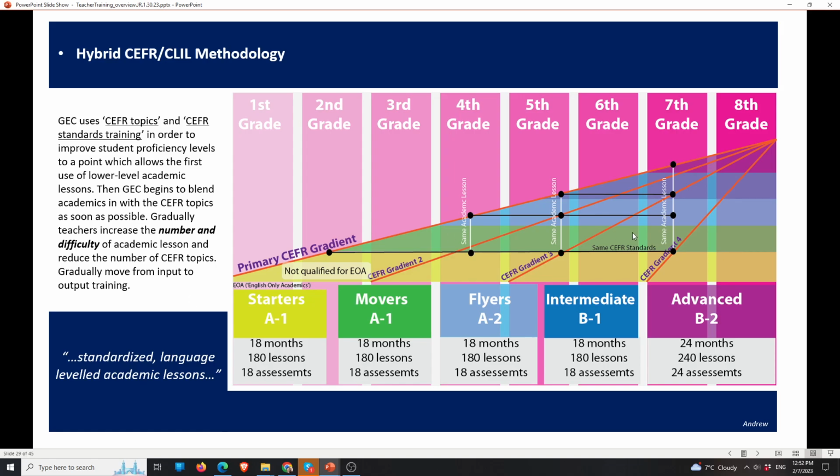And the last thing we'll say is that these dots represent 4 different levels of language learning, 4 different levels of difficulty. But it represents the exact same lesson. So what we've done in GEC is we've taken one lesson. It might be about animal needs maybe, and we've given it an A1 level lesson, an A2 level lesson, a B1 level lesson, and a B2 level lesson.